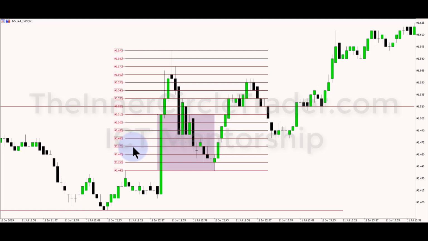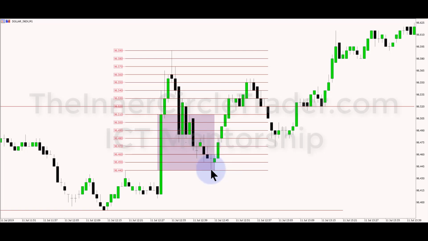So the algorithm at the central banks will go lower and offer. They didn't get much time spent at 96.50 to 96.44. So they will come down to those price levels and stay there for a little bit to offer smart money at the banks the chance to place trades at that area and at that price.